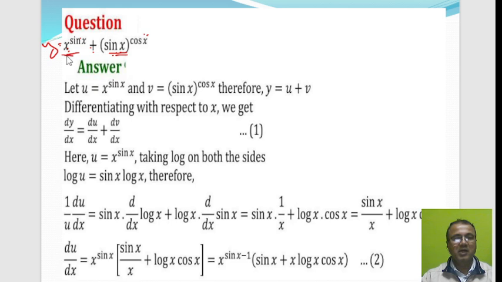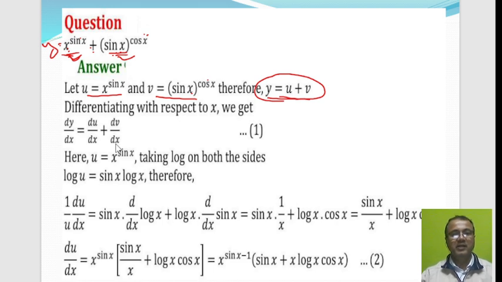ठीक है ना, इसलिए हम लोग क्या करेंगे, separately take this one as u, this one as v only. u means x to the power sin x, v equal to sin x to the power cos x, then y becomes u plus v only. You have to find dy/dx. तो इसका हम लोग डिराइव करेंगे तो कितना होगा, du/dx plus dv/dx, isn't it? So now we have to find the value of du/dx and dv/dx. We are going to find from the relation of u equal to x to the power sin x, and from v equal to sin x to the power cos x, we are going to find the value of dv/dx.